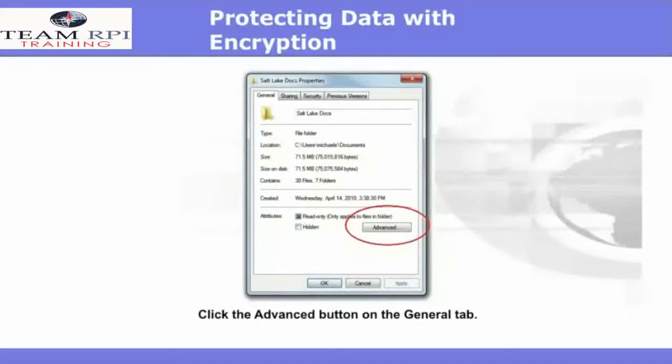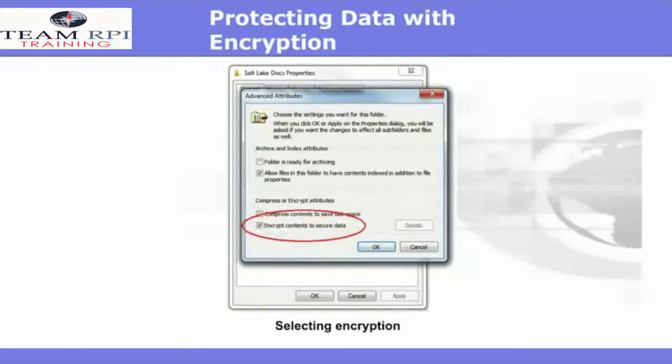However, going to the properties of any file or folder, simply navigate from the General tab down to the Advanced button, and then select Encrypt Contents to secure data.